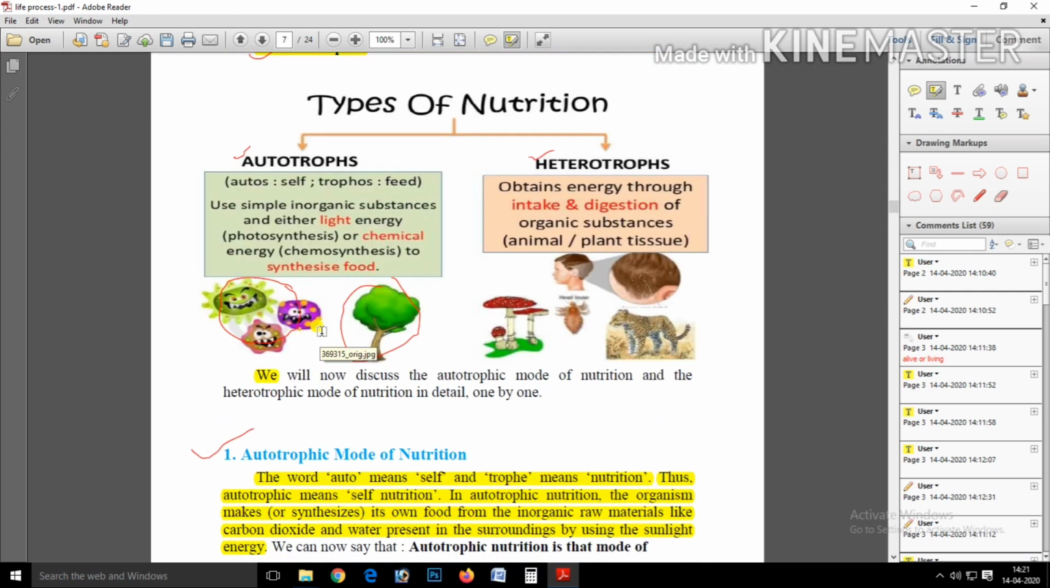You can see here, these are heterotrophs because they are dependent upon plants or animals directly or indirectly. They cannot make their own food. On the other hand, green plants and certain bacteria are called autotrophs. They can self nutrition. So they are autotrophs. So this is the basic difference between autotrophs and heterotrophs.